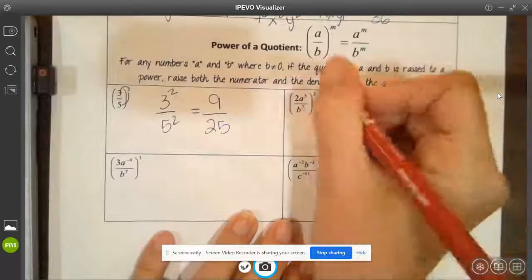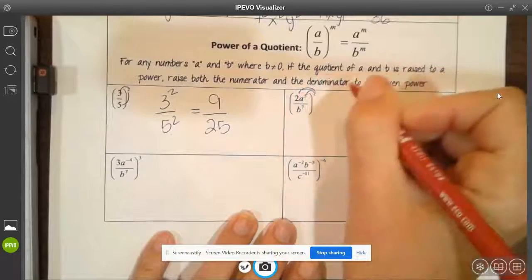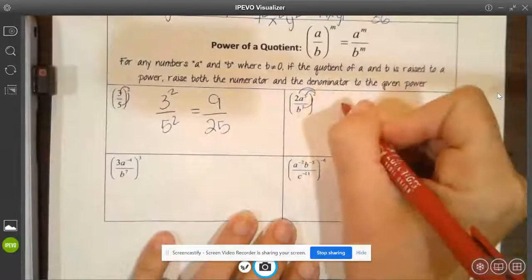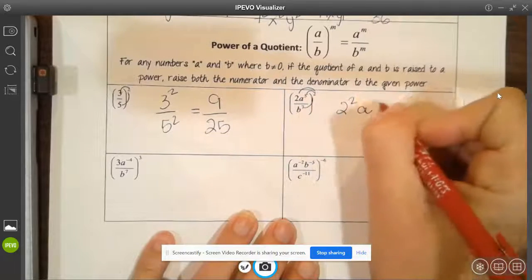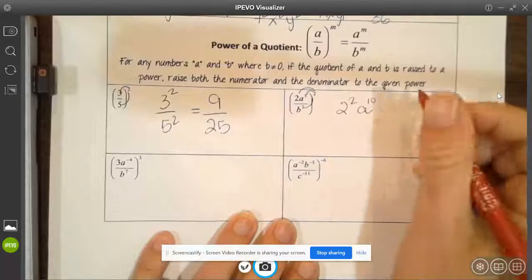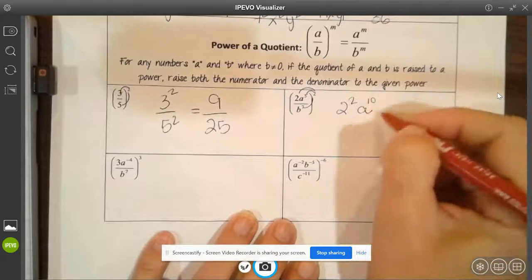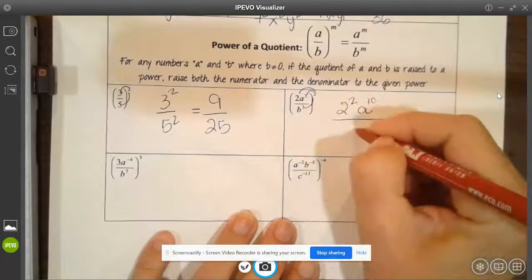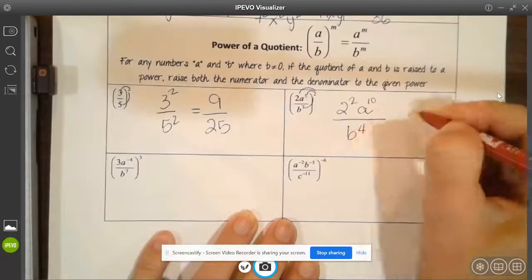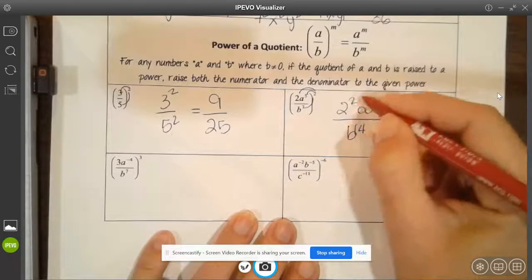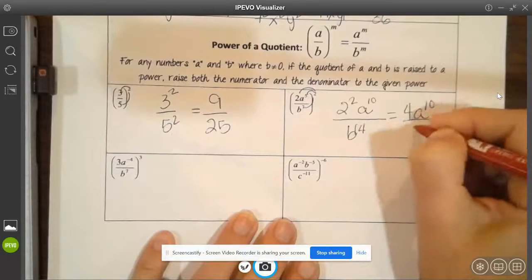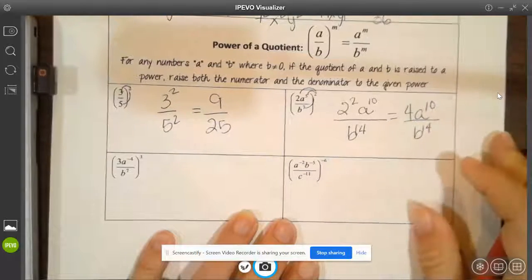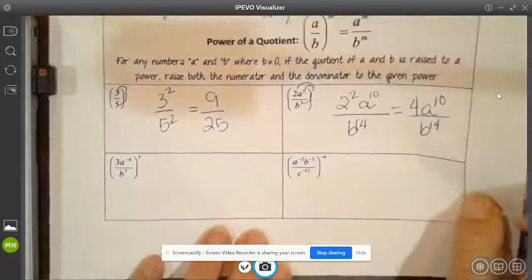Same thing here. Everything gets the power, including that number. So that's 2 to the power of 2, a to the power of 5 times 2, that's 10. Notice that I multiplied the exponents, and then b to the power of 14, right? And then I simplify. 2 times 2, that's 4, a to the power of 10 over b to the power of 14. We leave it like that. I'm not going to do the other ones on the bottom.